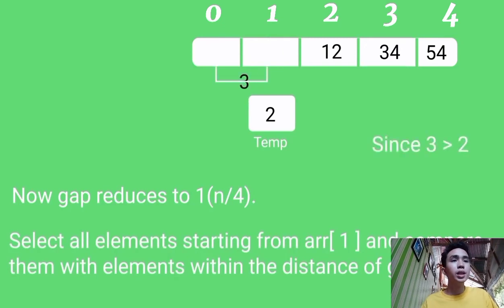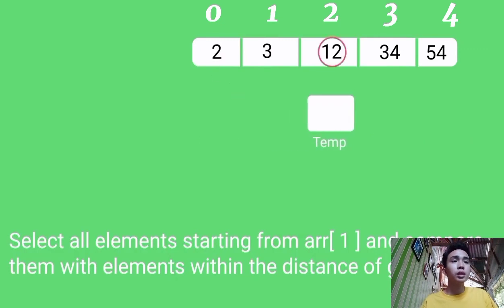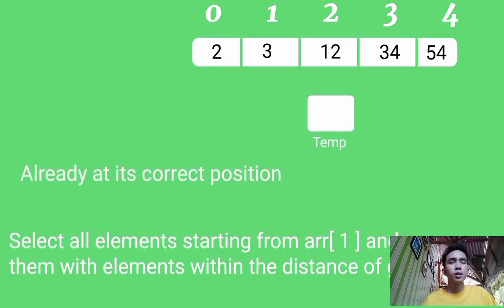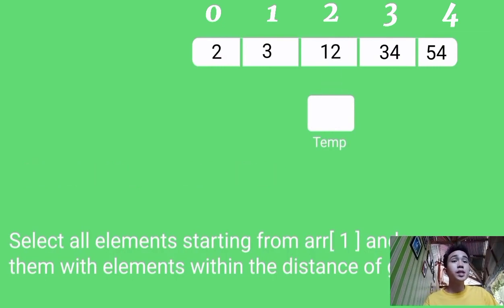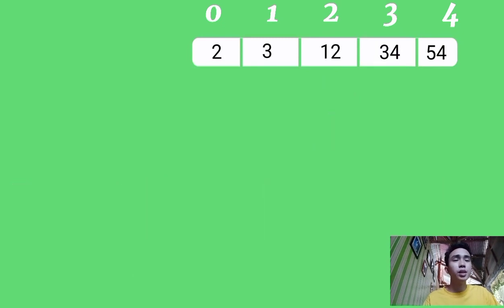Since our 3 is greater than 2, we shift it. Now our gap is reduced to 0. So sorting stops and the array is sorted.